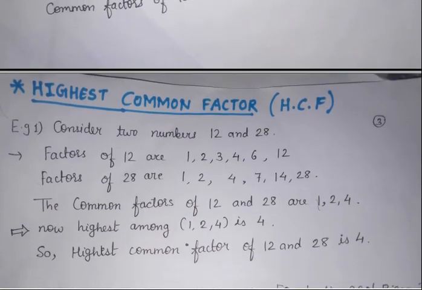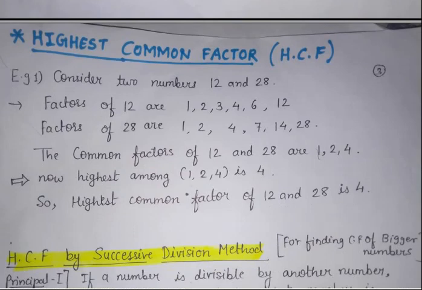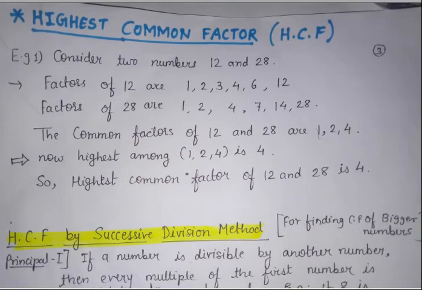Now moving towards our main topic, the highest common factor. Just now we studied common factors, which were common in both the numbers. Now there is a slight difference. What we have to find is the highest of the factors which are common between two numbers. We have to check which factor is greatest, and the highest one will be called the HCF, or highest common factor, of those two numbers. Let us see the example.